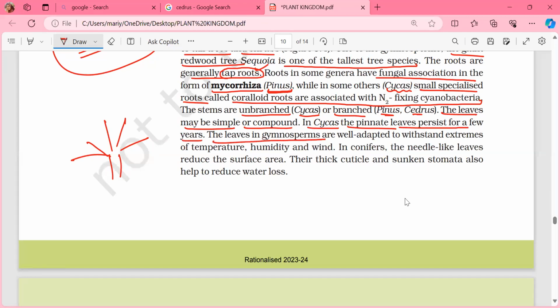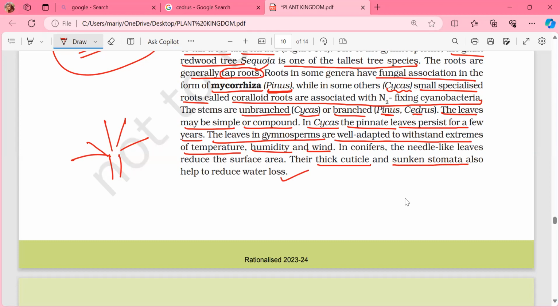The leaves in gymnosperms are well adapted to withstand extremes of temperature, humidity, and wind. In conifers, the needle-like leaves are present. Why? So that the surface area could be reduced. So, needle-like leaves are present to reduce the surface area. They have thick cuticle and they have sunken stomata to reduce the water loss.